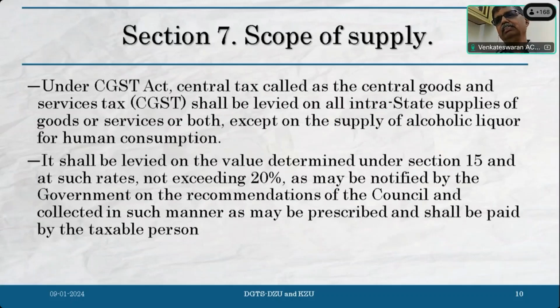Schedule 1 covers certain things that are considered to be supply even though no consideration is issued. Schedule 2 says that wherever there is a doubt whether a particular supply is a supply of service or a supply of goods, it is defined there in schedule 2.